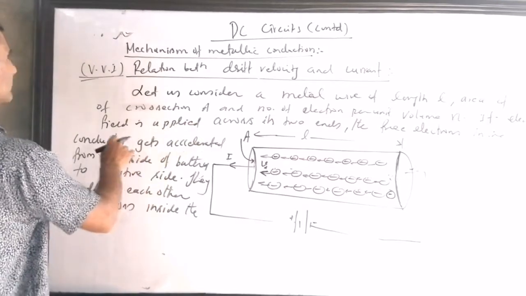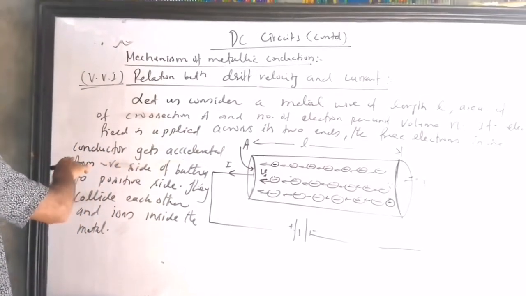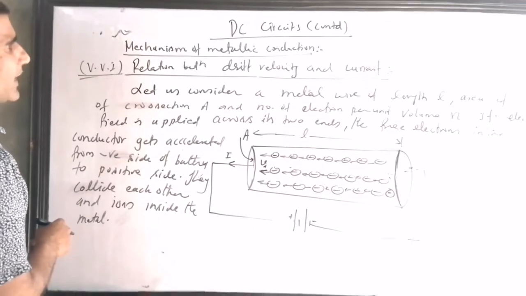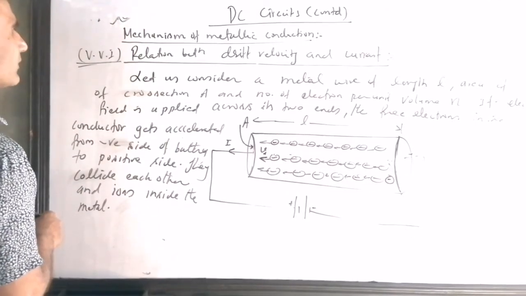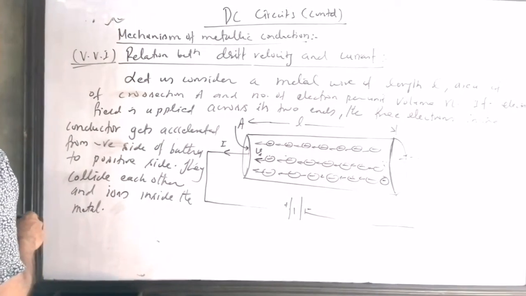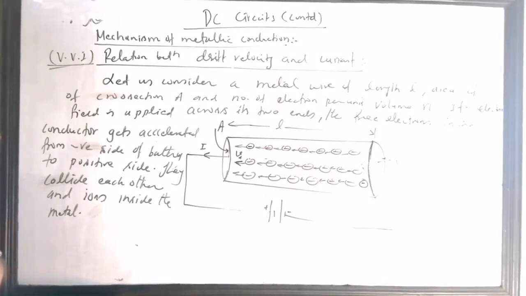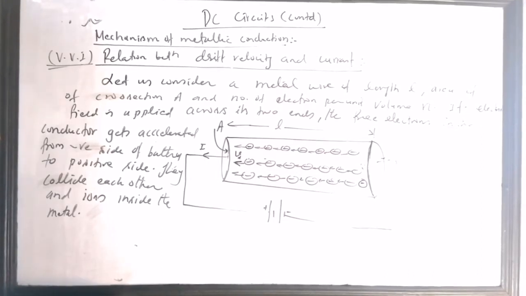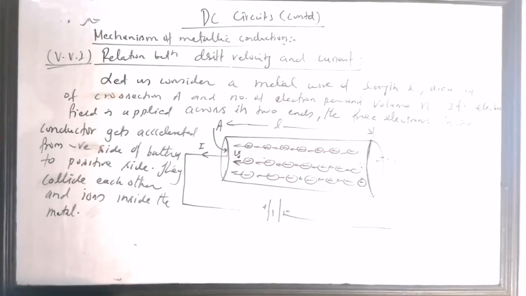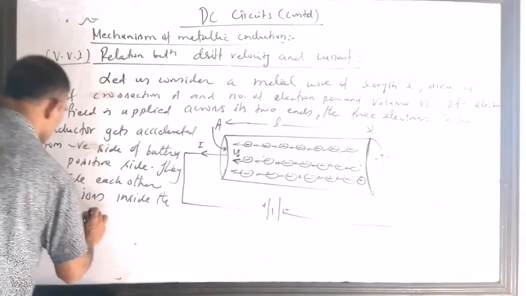Okay, let me write the sentence. I made a bigger sentence at a time. Let's consider a metal wire of length L, area of cross section A, and number of electrons per volume n. If an electric field is applied across the two ends, the free electrons in the conductor get accelerated from the negative side of the battery to the positive side. They collide with each other and with the ions of the metal.